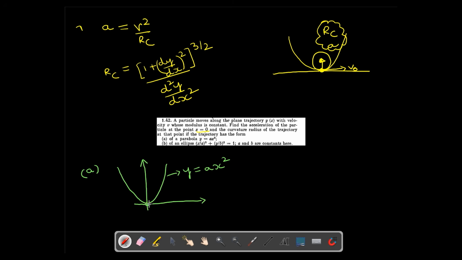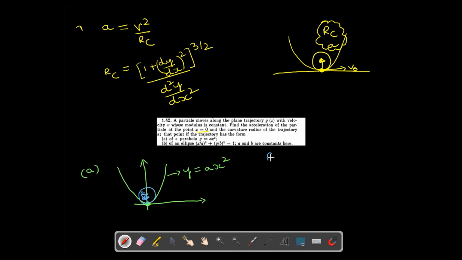So this is at the center, right? They said at the point x is equal to 0. This is the point at x is equal to 0. Now the radius of curvature will be somewhat how? Let's say the radius of curvature I have mentioned is somewhere like this. Let's say this is the radius of curvature. Now the acceleration will be like this. So they have asked you both.